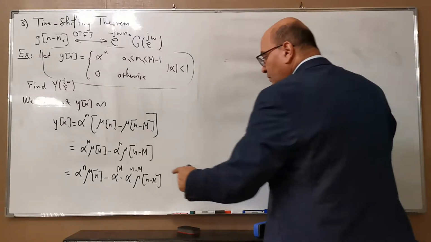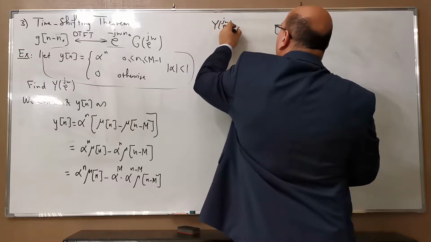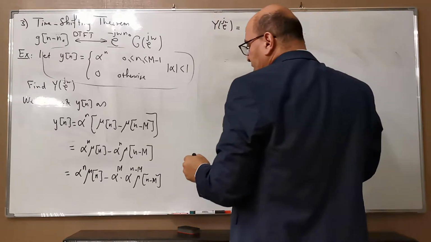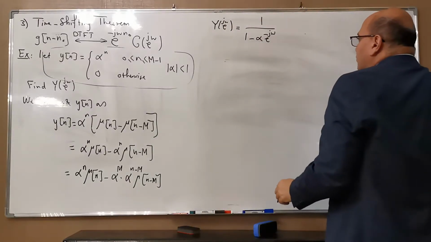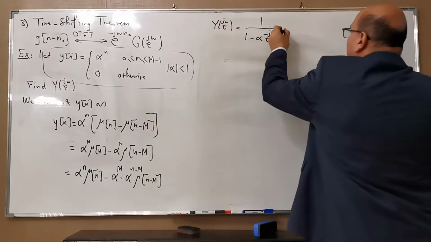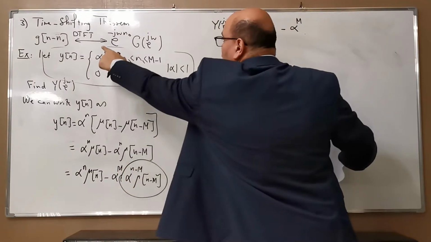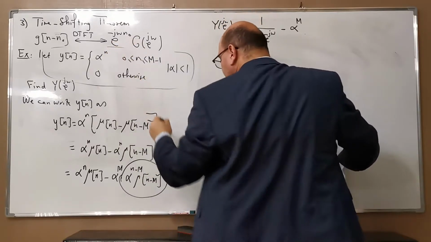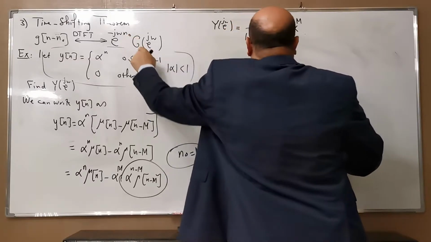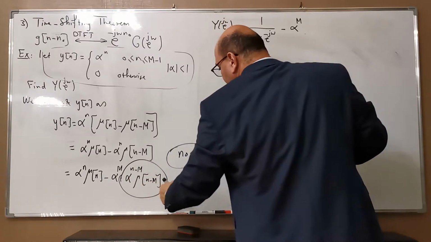Now we know the answer of this one. So our y of e j omega is equal to 1 over 1 minus alpha e to the minus j omega. We know the answer previously, because the magnitude of alpha is less than 1, we use the power series summation. And the second one, we have minus alpha to the m. This is a constant. This part here is a shifted version where my n0 here is equal to m. So n0 equals m.